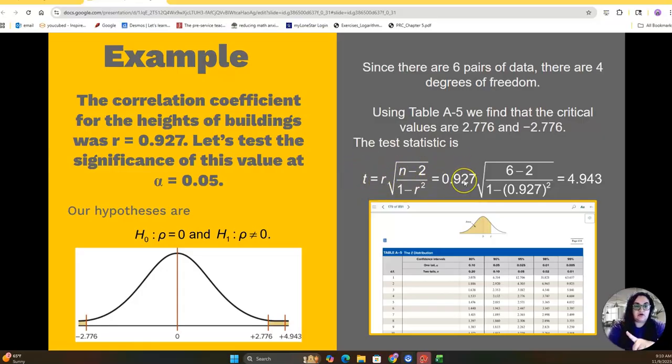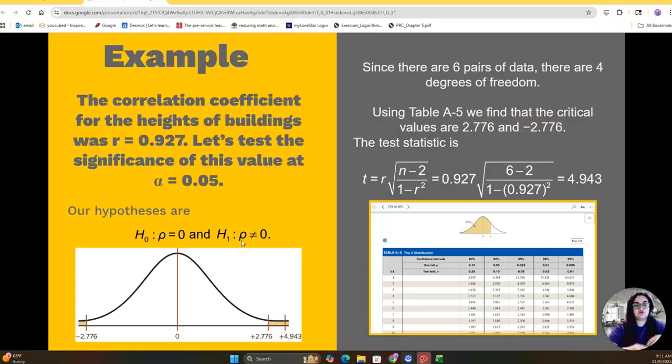We're going to plug in our r of 0.927. Degrees of freedom is 4. That's in the top. And then here's the 0.87 right here, giving us a test statistic of 4.943. Okay, if we put that on our bell curve, the 4.943 lies right here. That's inside the shaded region of our alpha level, our significance level. So because of that, we can make a decision.